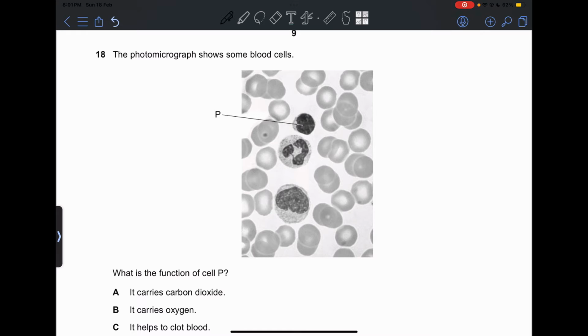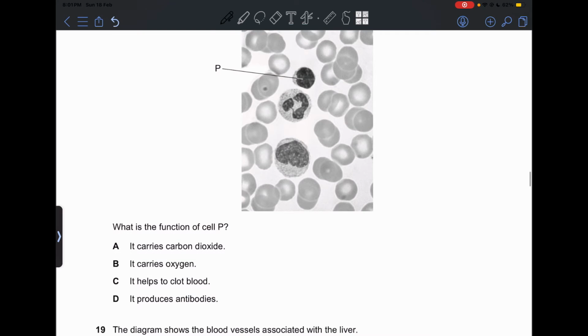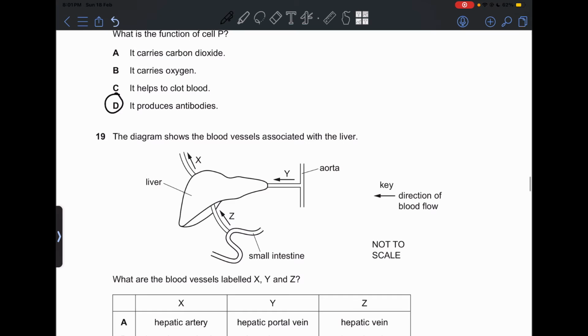18. The photomicrograph shows some blood cells. What is the function of the cell P? Cell P is actually a lymphocyte, which is for producing antibodies. So our answer is going to be D.